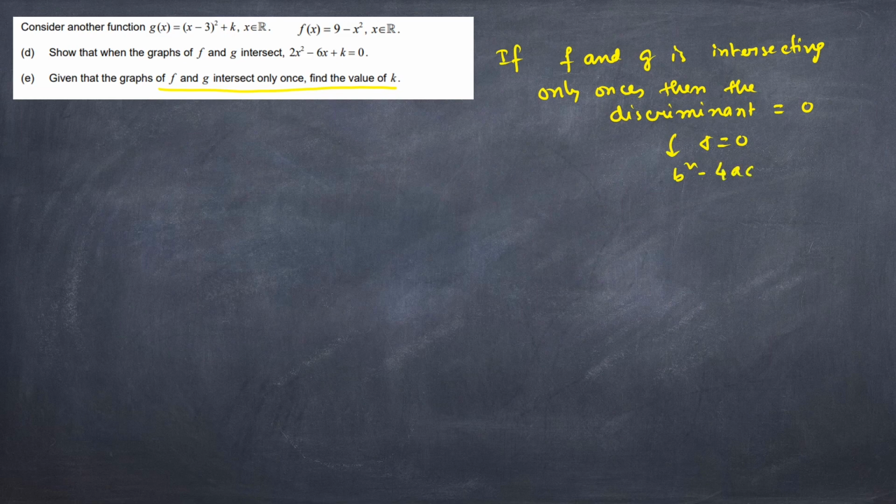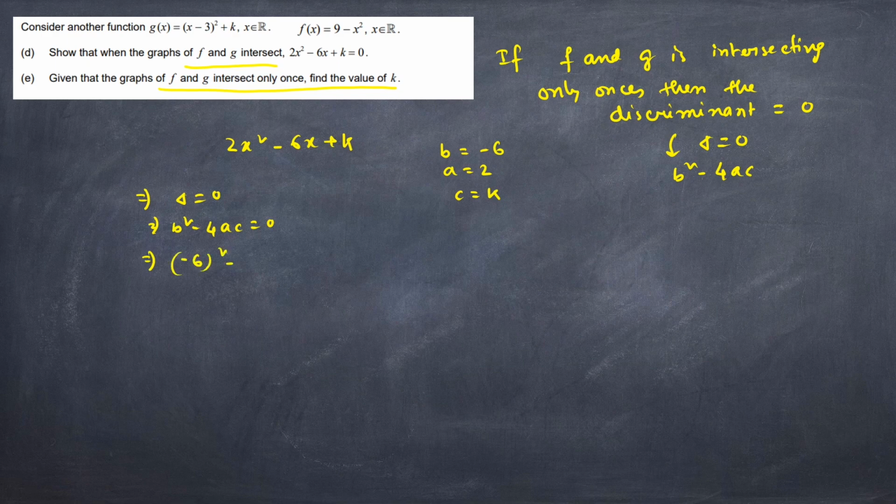Now see the part. In the previous problem we have solved that at the intersection point of f and g, the equation is 2x square minus 6x plus k. So this is the part, and the discriminant must be equal to 0. So now just compare the part here. b is equal to minus 6, a is equal to 2, and c is equal to k. So from here we can write if delta is equal to 0, then b square minus 4ac equals 0. So now we will put the values of this.